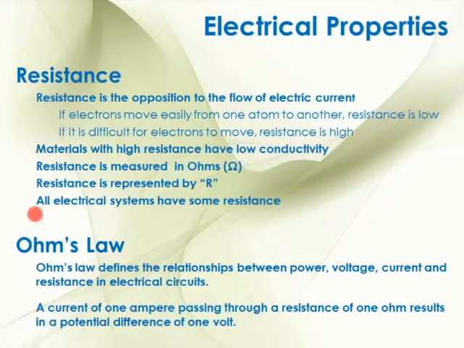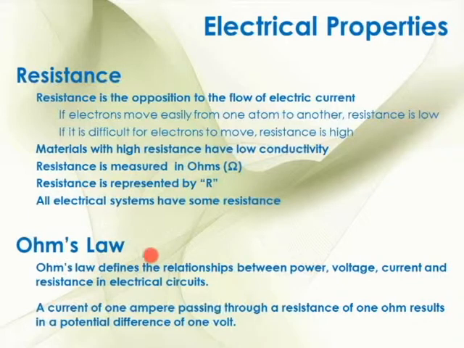And then one other thing about resistance is that all electrical systems have some resistance, no matter what. Every little bit of wire, every piece of circuitry, every electronic component has resistance. So there's always resistance. It's just a matter of how much. Things that we say are highly conductive are going to have a low resistance.